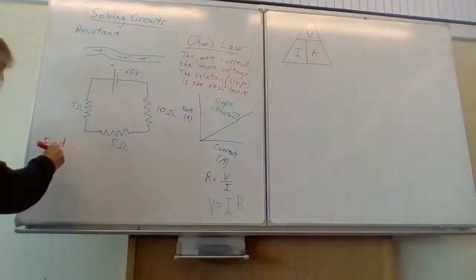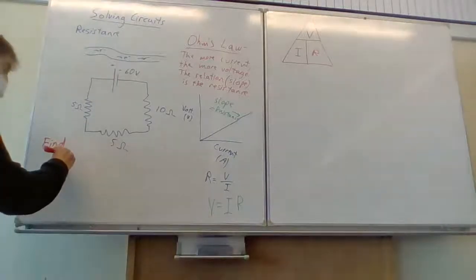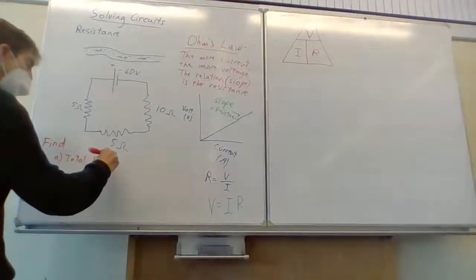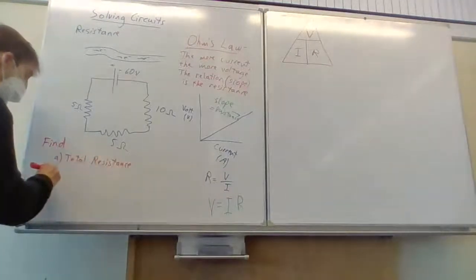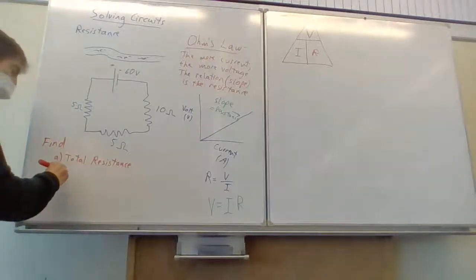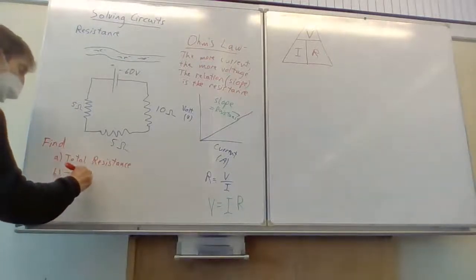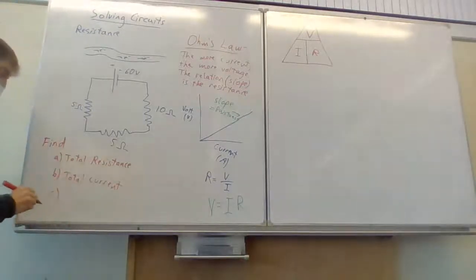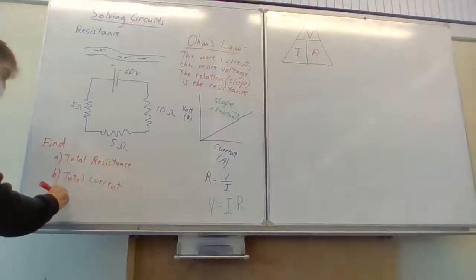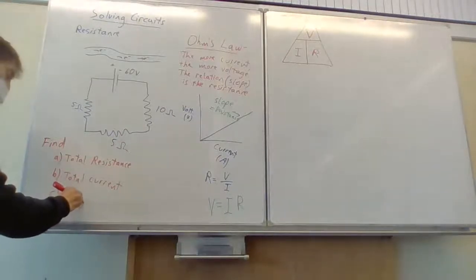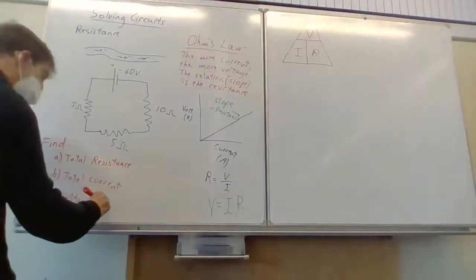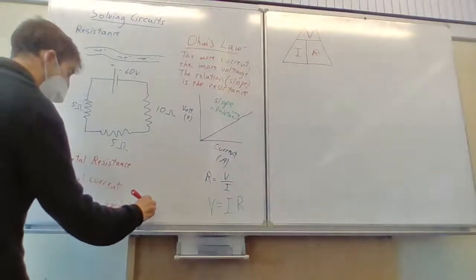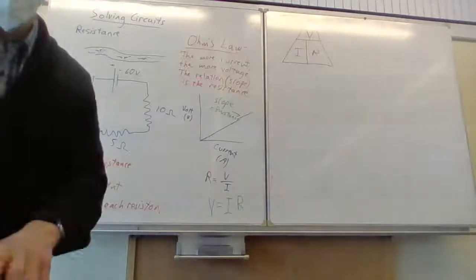Okay. So, A, I want you to find the total resistance. B, you're gonna find the total current. C, you're gonna find the voltage in each resistor. And I'm gonna help you do it. Okay, so for the first one.